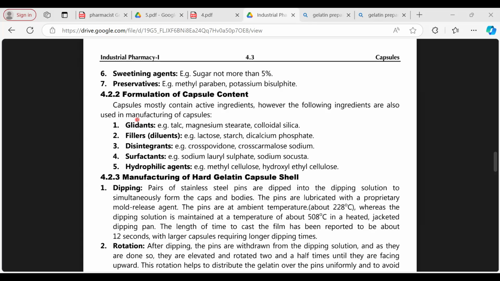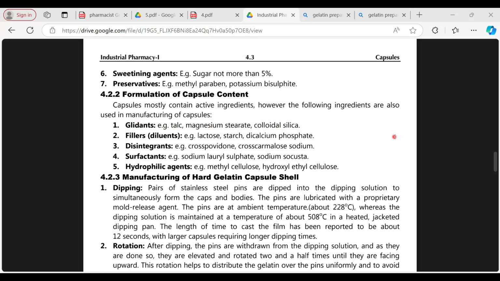Take the diameter of that circle and substitute it in the formula, tan inverse h by r. Depending on the theta value you get, you will know how the powders are flowing. So the flow properties are very, very important. Glidants should be added to improve the flow properties. The most important glidants we use are stearates: magnesium stearate, colloidal silica, and talc are the common glidants.